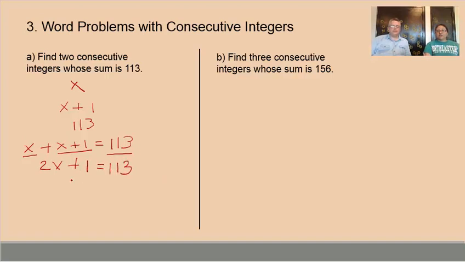equals 113. So we take away 1 from both sides. We have 2x, this becomes 0, and that's 112. Divide that by 2. So x would be 56.